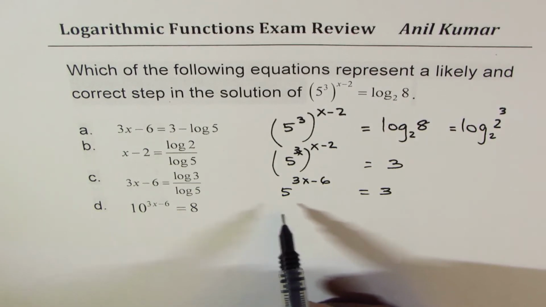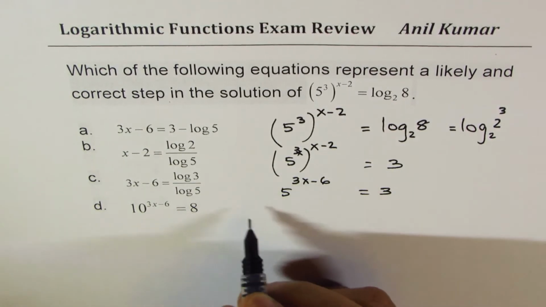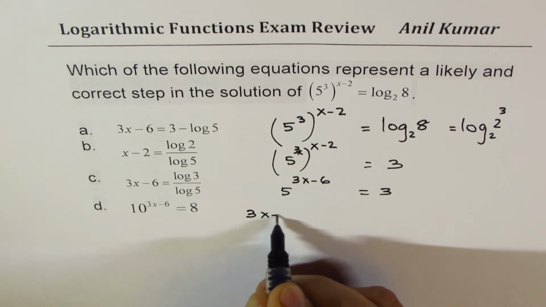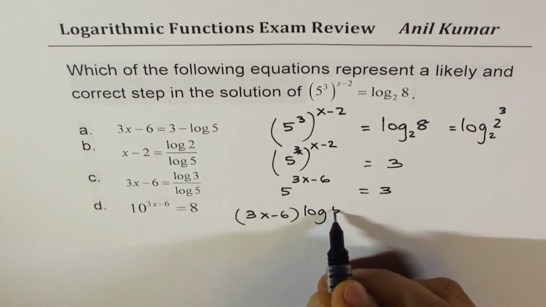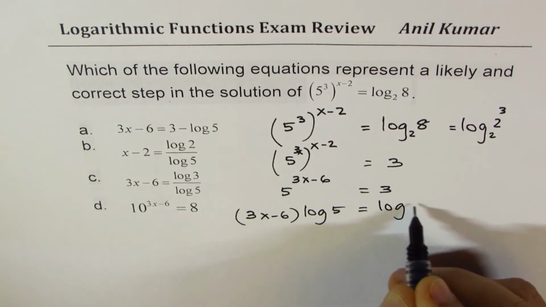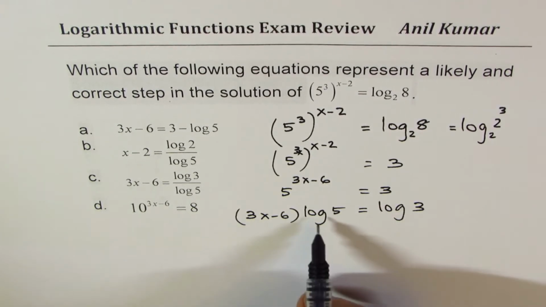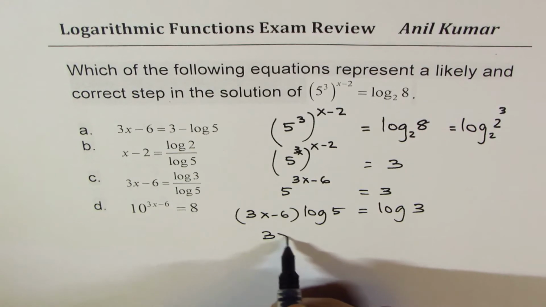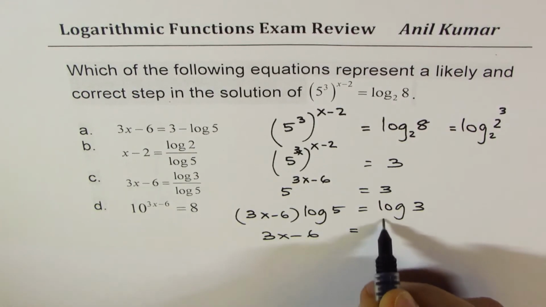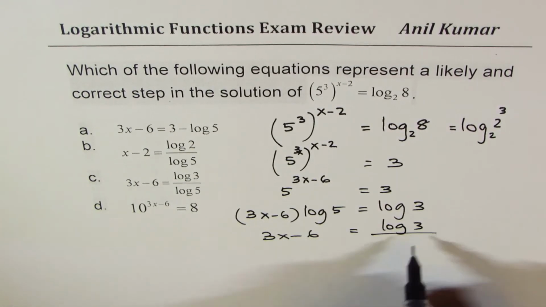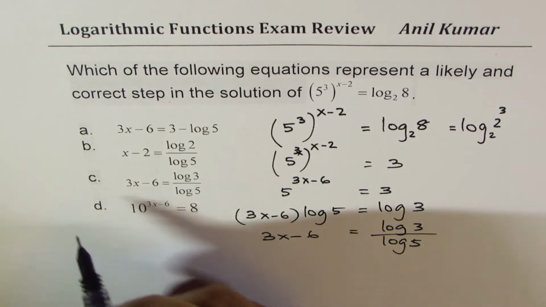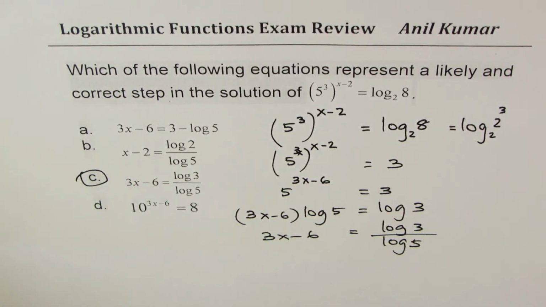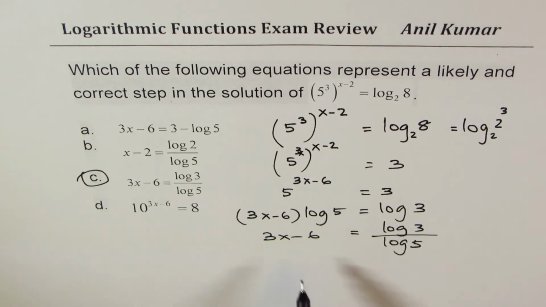So now we can take log on both sides, correct? If you take log on both sides, we get (3x minus 6) log 5 equals log 3. Correct. So we can now divide by this. So we have 3x minus 6 equals log of 3 divided by log of 5. This step matches with C, right? So that's our answer. We need not really solve it.